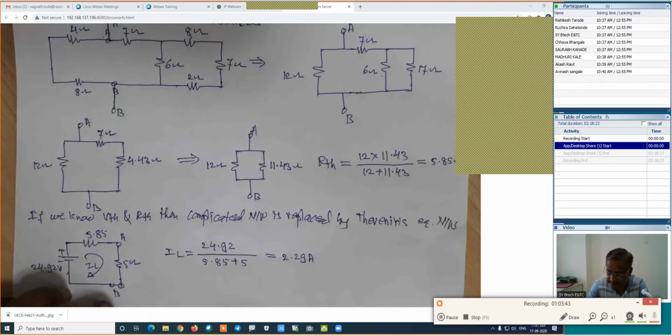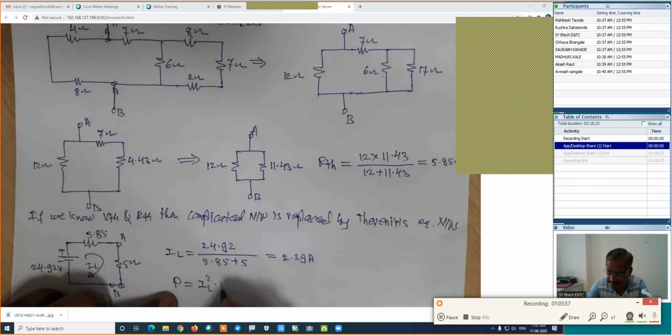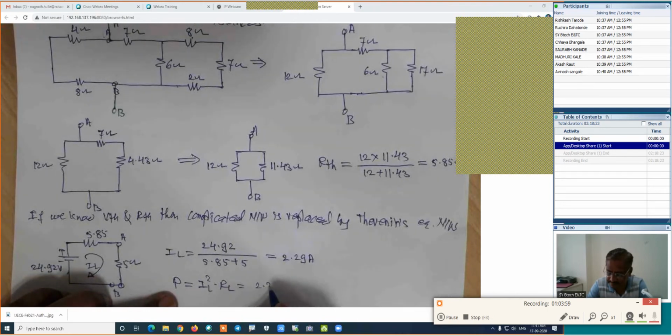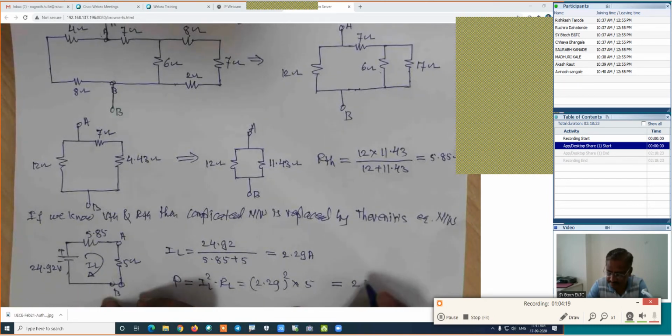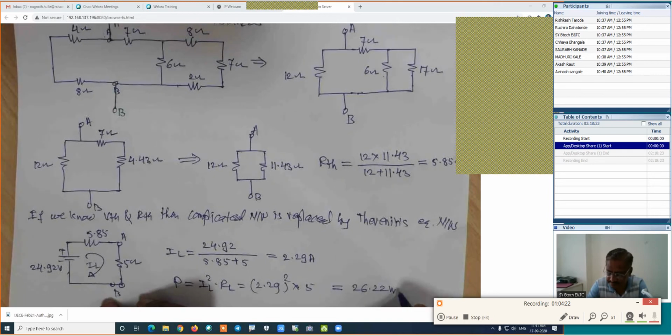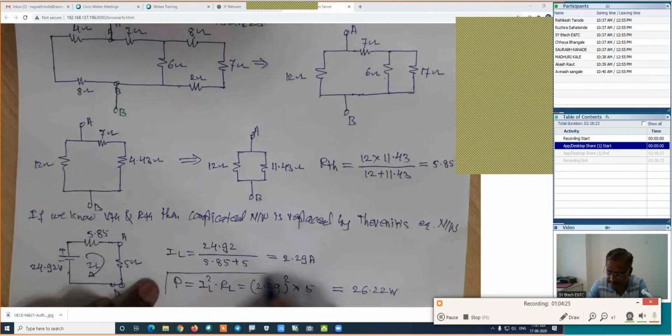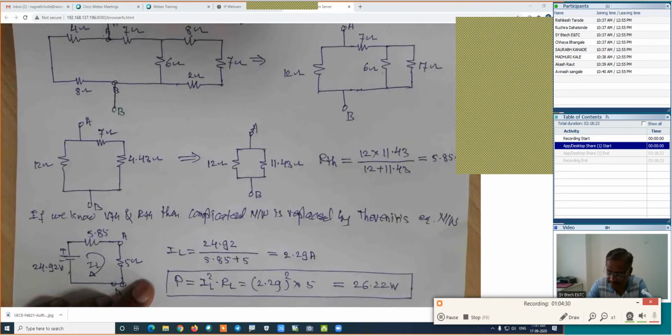Correct. If we know the IL, find out the power. Sometimes it is known as power delivered to the load, power absorbed by the load, or power wasted in the load. There are many terms, but the equation is the same: IL square into RL, which is 2.29 squared into RL, the load resistance, which is 5. Find out this value. 26.22 watt is the power delivered to the load. And this is the calculation of the power delivered to the load by using Thevenin's theorem.